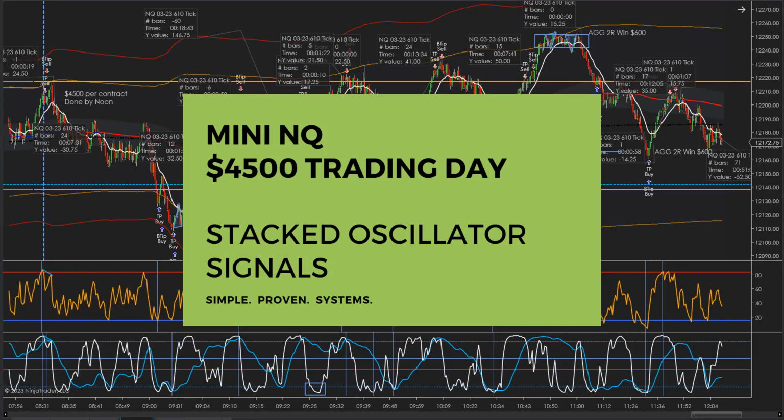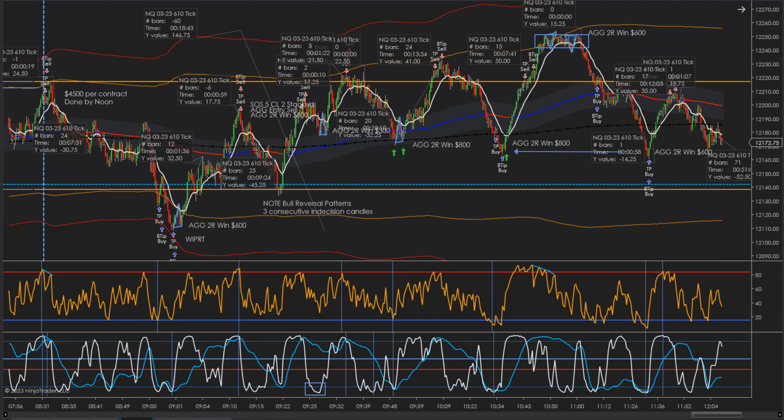Hey traders, welcome in. This is a review of a recent trading session, but it really highlights a couple of really key things about the power of pre-market analysis, the power of relevant market structure, and being patient. What you'll see here is the Nasdaq. This happens to be a 610 tick chart.